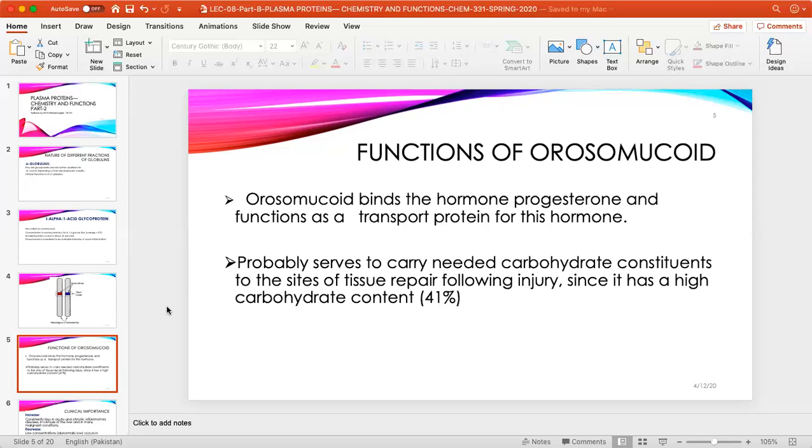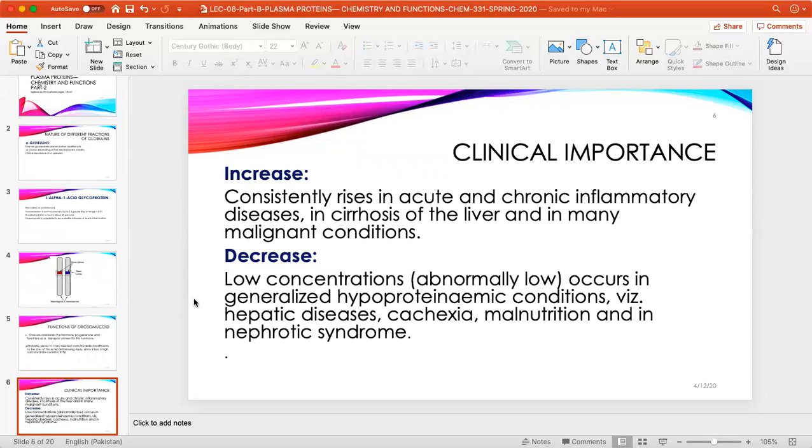Now, next slide. This is the clinical importance of orosomucoid. अगर इसका level increase हो जाए, so it consistently rises in acute and chronic inflammatory diseases. इसका level increase होता है cirrhosis of the liver में, जो cancer है liver का, and in many malignant conditions, or जितनी भी dangerous or cancerian conditions. और decrease होता है, low concentration, abnormally low occurs in generalized hypoproteinemic conditions, or in other words we can say diseases related to liver.